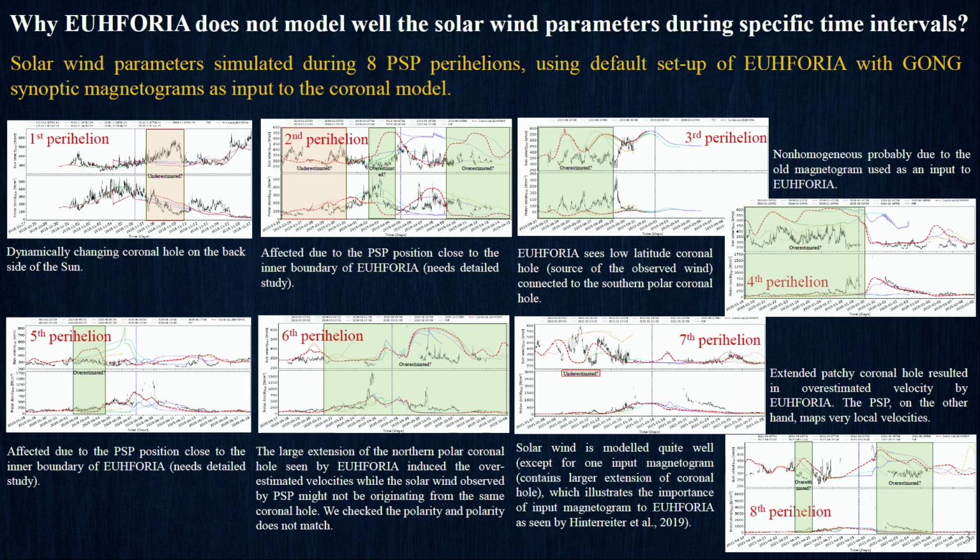And yeah, we see there are periods of underestimation and overestimation in almost all perihelions. I also would like to note that for the 7th perihelion, EUHFORIA did quite well modeling the solar wind, and during this period, the PSP was almost on the front side of the Sun.